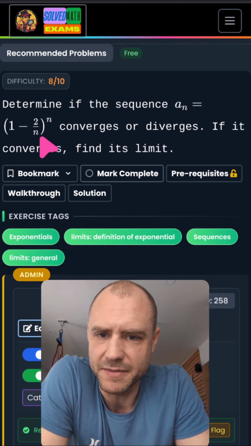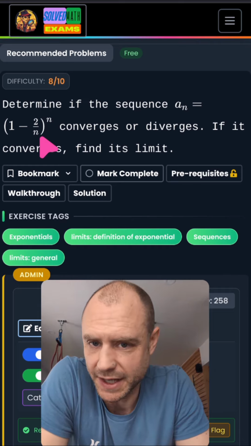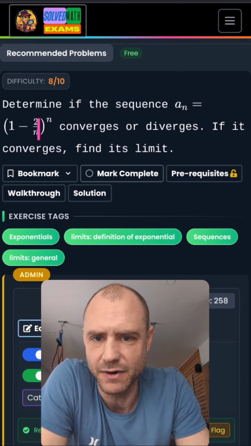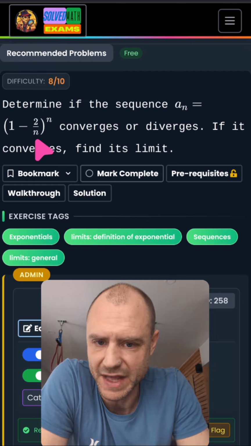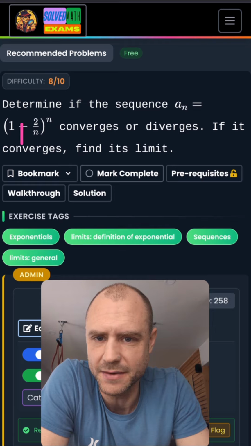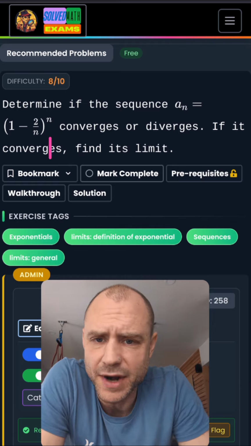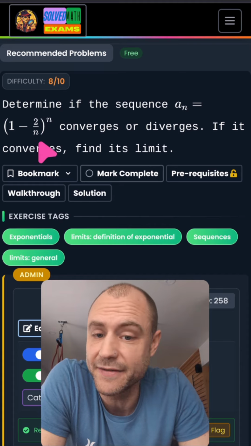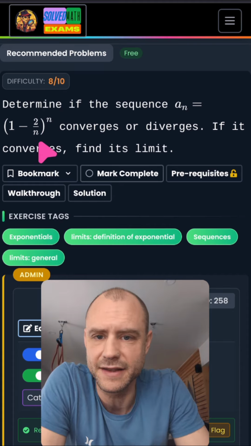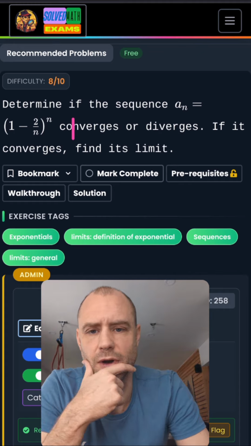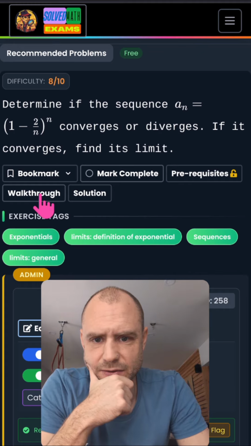They can be a bit more tricky, but this one is especially tricky at first glance because the middle stuff is like 2 over n, which is going to 0 as n shoots off to infinity. So we have 1 minus something that's going close to 0. So this stuff in the brackets is going close to 1, is never 1, but is going close to 1. And then the exponent is shooting off to infinity. So which one wins is the question here. So let's go through the walkthrough.